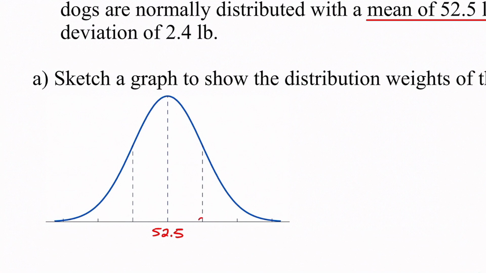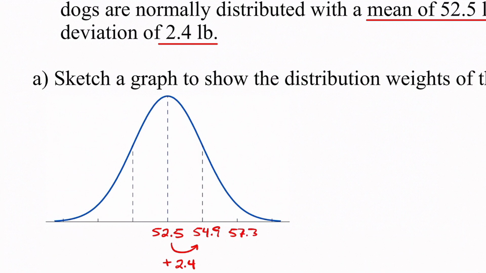So to get these other points on our graph, what we need to do is move the standard deviation amount. So I need to add, and the standard deviation was this 2.4 pounds. So I'm going to add 2.4, and when I do that, that's going to get me to 54.9. And then I would continue to do that, so adding it again, I'm going to get 57.3.